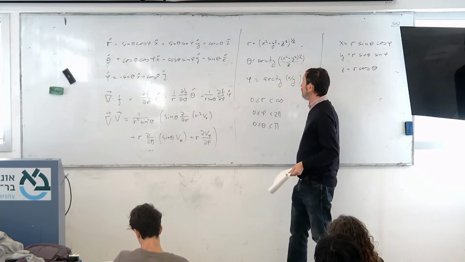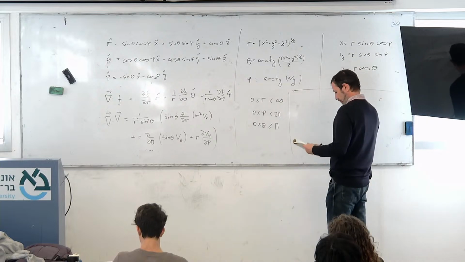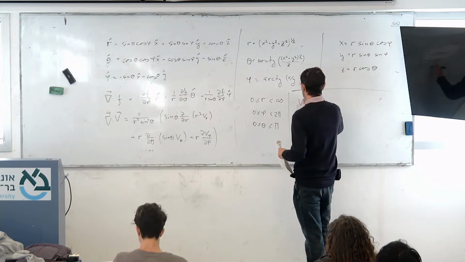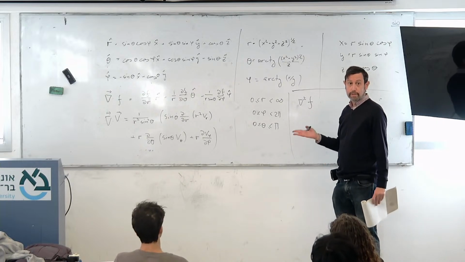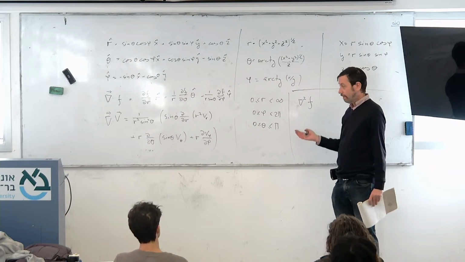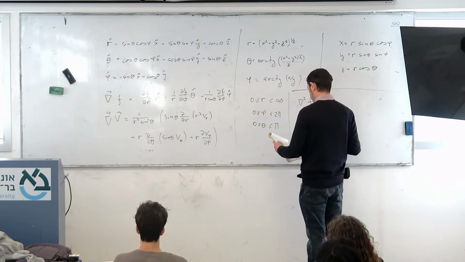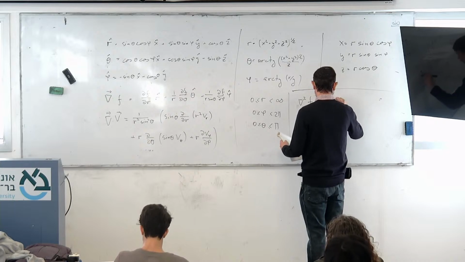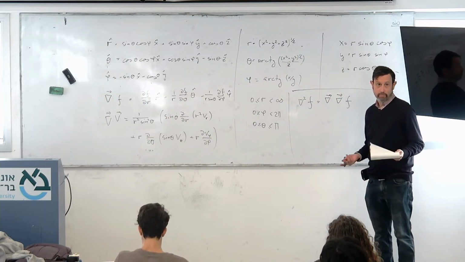And last and most important, why is this so important? Because this in the Schrödinger equation will be the kinetic term. And F will be the wave function. Definition.